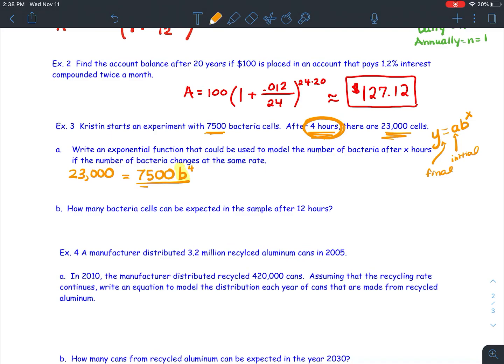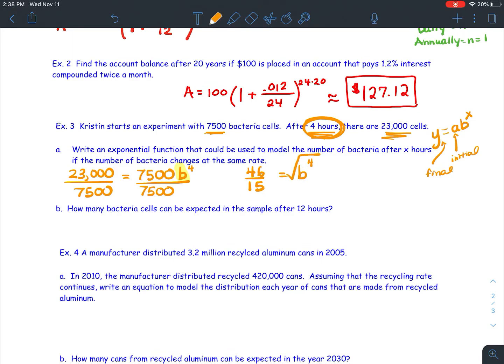Okay, so the first thing we need to do is divide both sides by 7,500. So we want to divide 23,000 by 7,500. That's going to give us, I'm going to switch that back into a fraction because I really don't want to do any rounding until I get to the end. So if I type this into the calculator, switch it back into a fraction, here's the fraction I get.